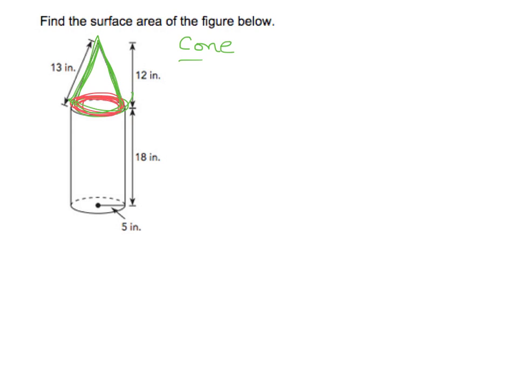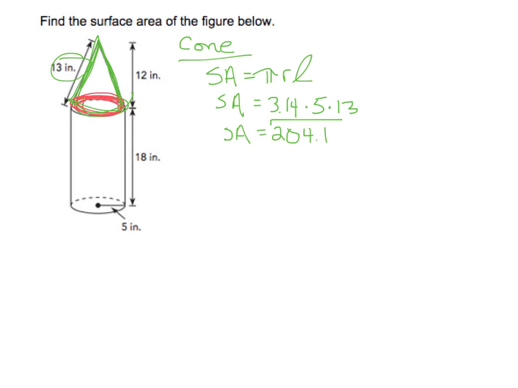Knowing our formula for the surface area of a cone, we just have to use pi r L, pi times the radius times the slant height. In this case, it would be 3.14 times 5 times the slant height, which is 13. If you multiply those three together, you get 204.1. Again, you can use your calculator. So we're done with just the cone part. You do not need the pi r squared here, because that circular red part is not being shown.